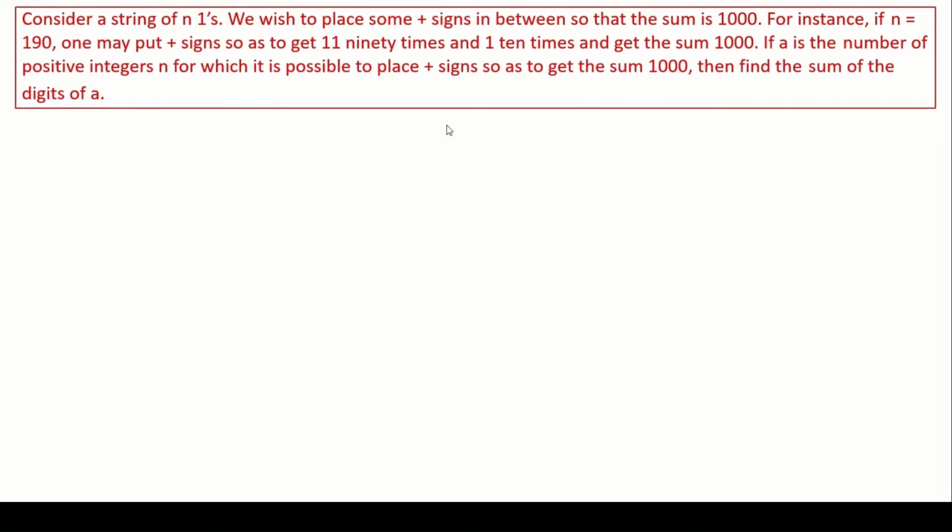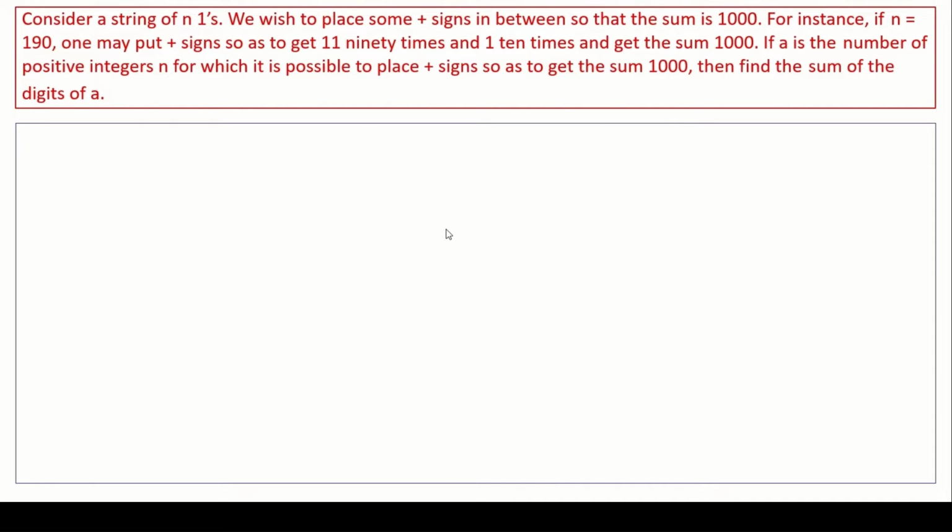So the question is, if there are a number of ways you can place plus signs between these ones to get 1000, then what is a? And exactly what they are asking is the sum of digits of a. Okay, let's see.